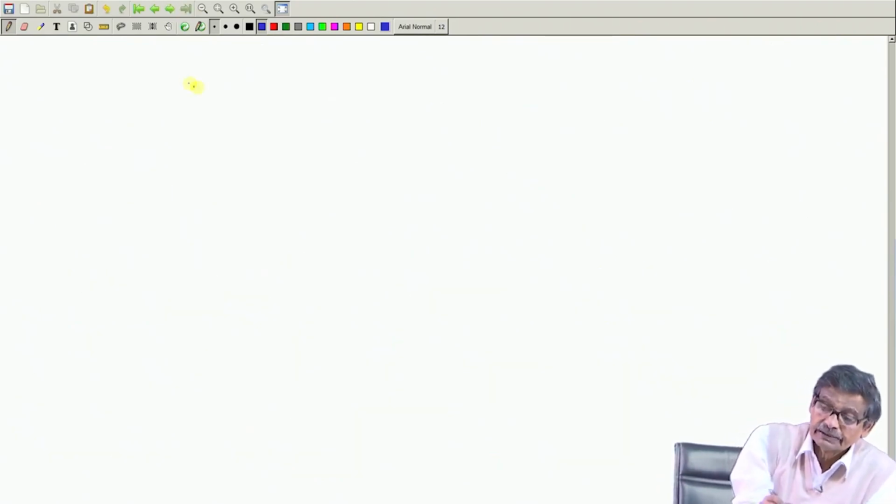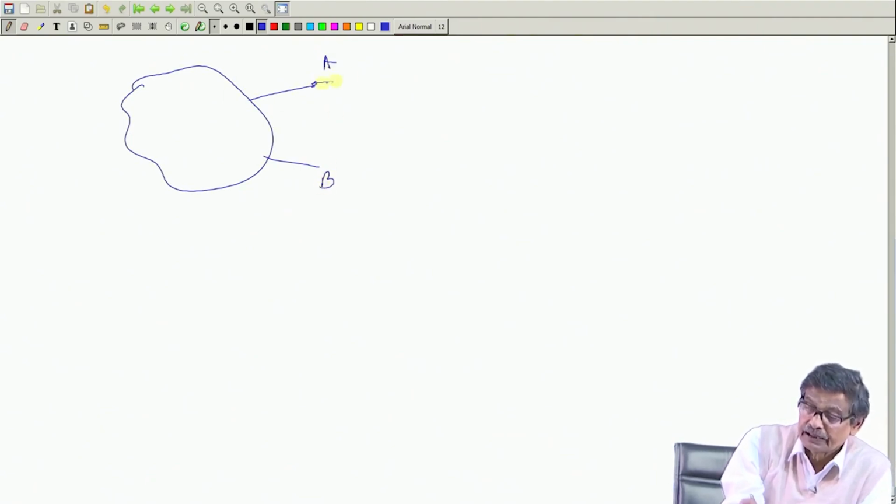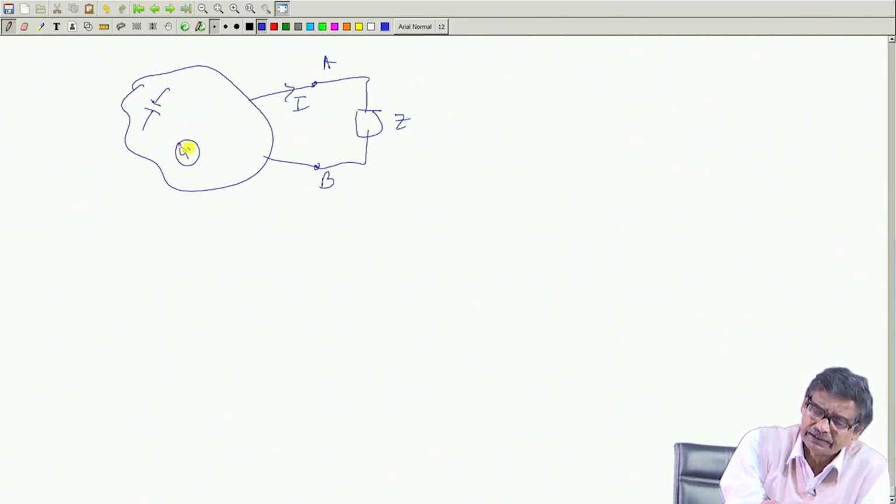What I mean by this? In other words, what I am telling is, once again, the final result is this: A B was there, and Z. This current was I. There were several sources present, several elements are present, all are connected, things like that. This was I.